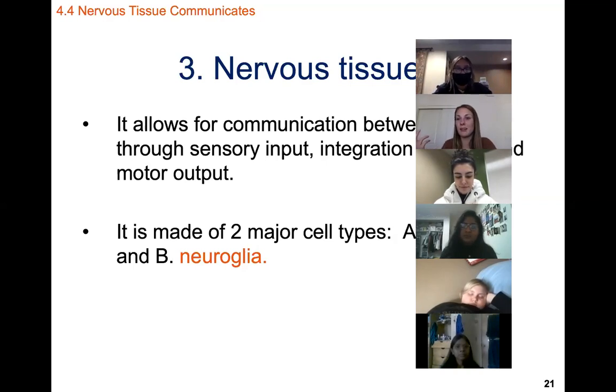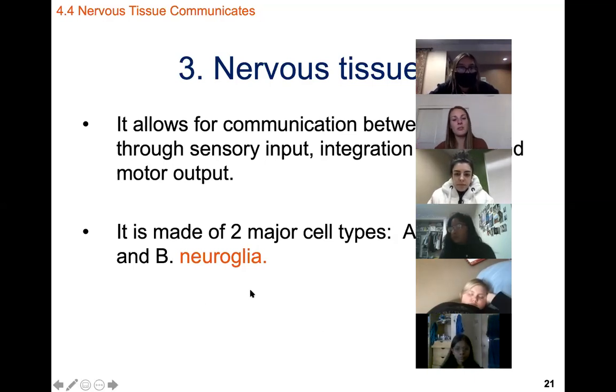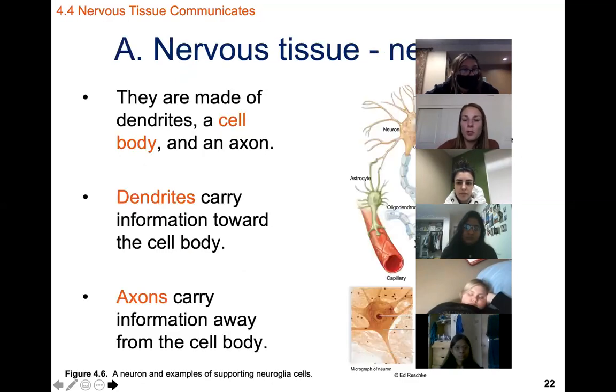You can think of it as like when you accidentally step on something that's too sharp, like you accidentally step on a nail, or you're walking on gravel rocks or things like that. Your initial reaction, that motor output, is a nervous tissue reaction. The different types of cells in the nervous tissue are called neurons and neuroglia. The neurons are a little bit more common, so let's talk about them first.